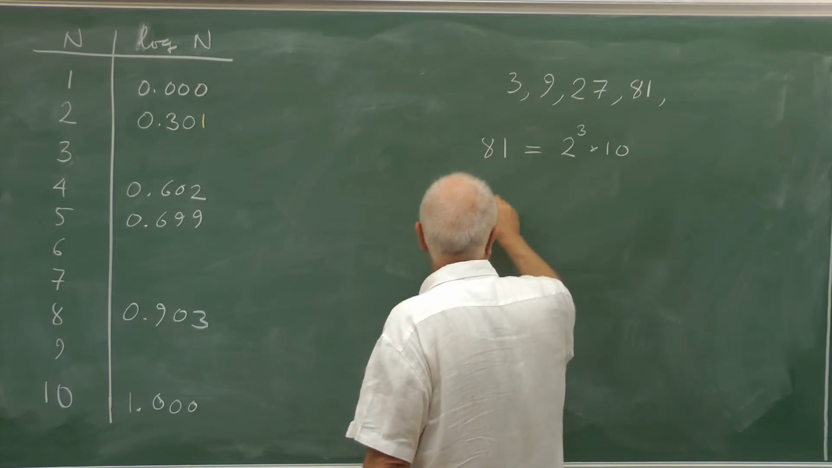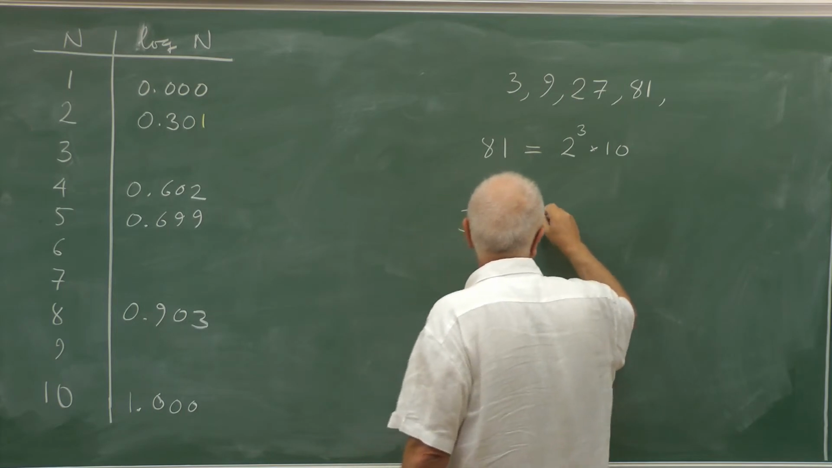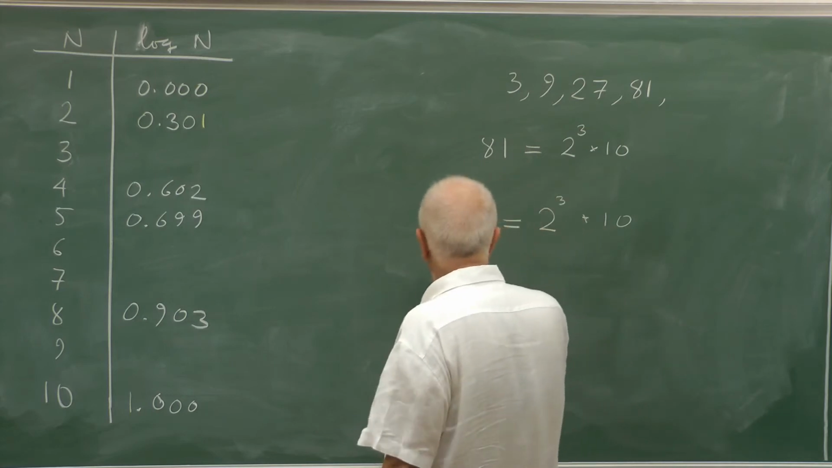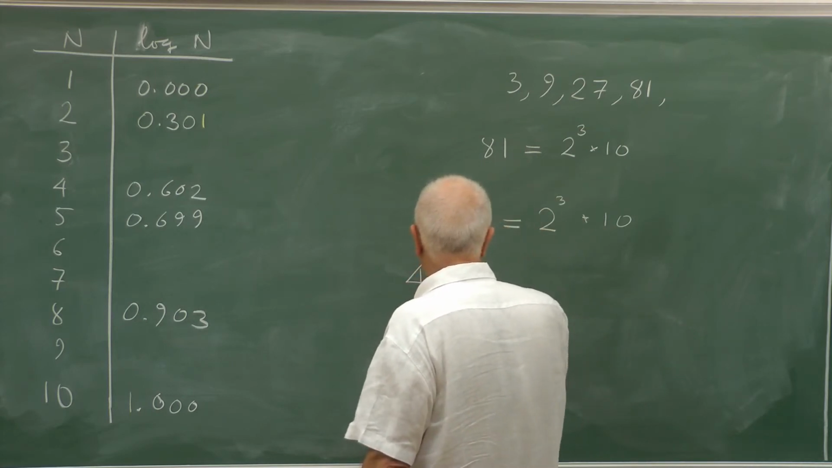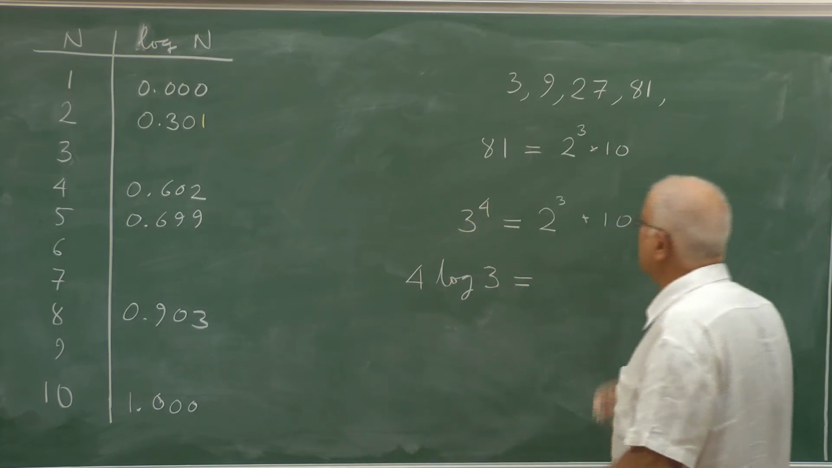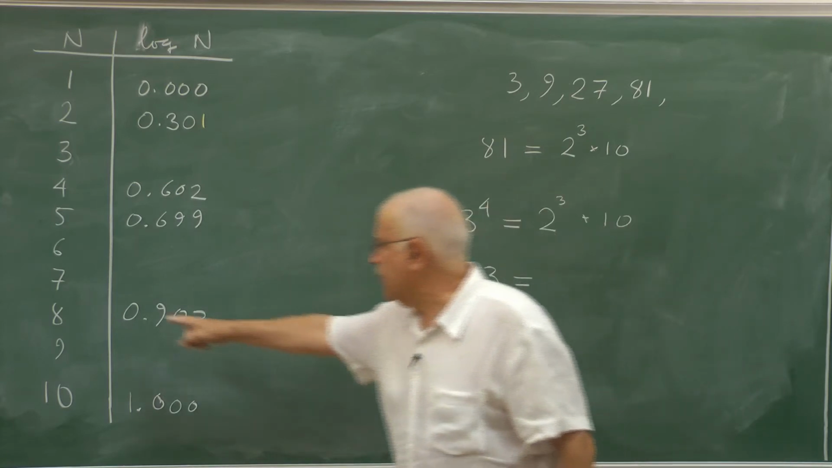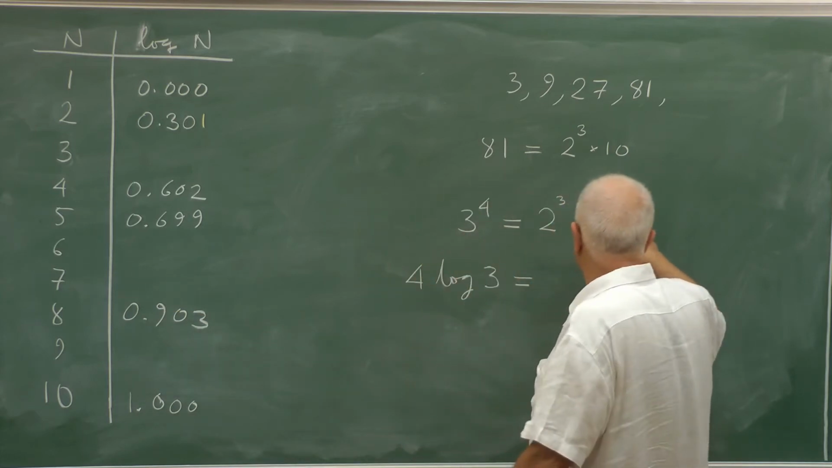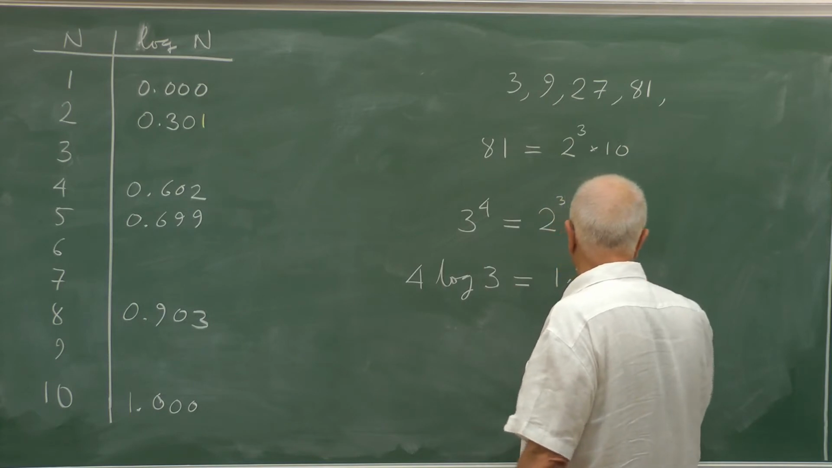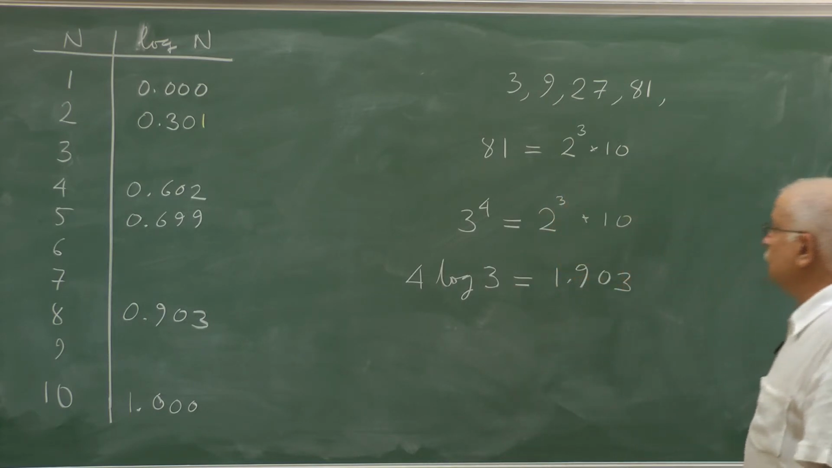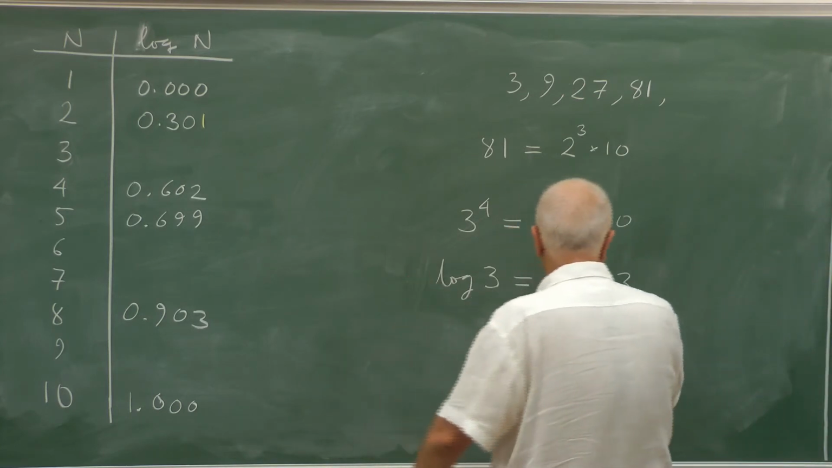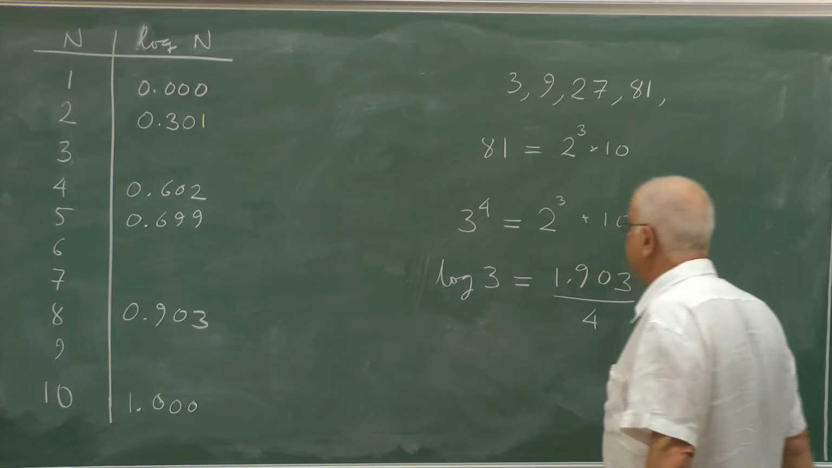3 to the 4th power equals 2 to the 3 times 10. So 4 times logarithm of 3 equals 3 times logarithm of 2, or logarithm of 8, plus logarithm of 10, which is 1.903. So logarithm of 3 is 1.903 divided by 4.